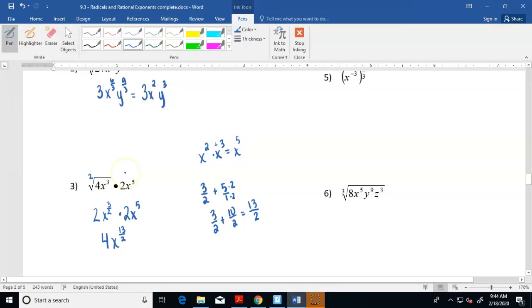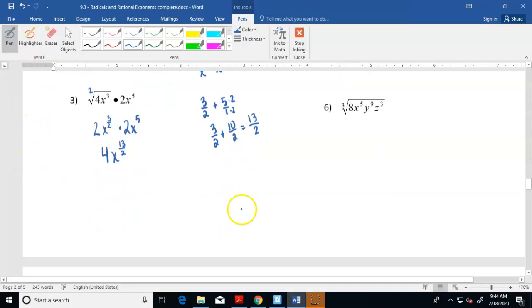So if you had two things that were both under the same type of root, so both of them are under square roots, then you could go ahead and multiply those together and then change it. But if this one's under a root and this one's not, you can't put them together. You've got to simplify this one first.